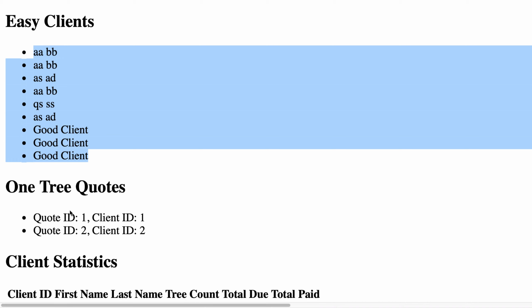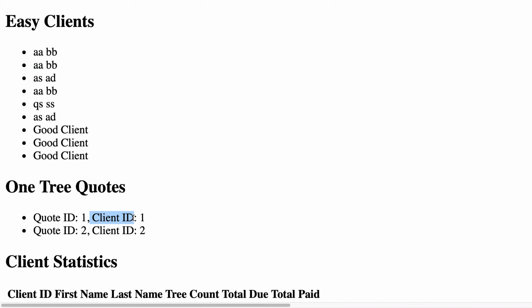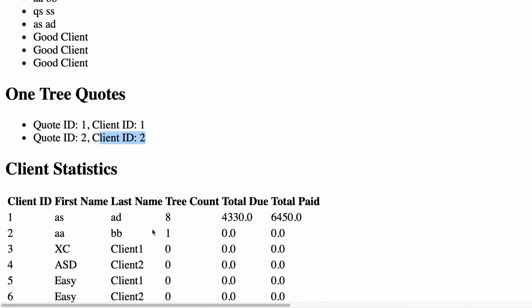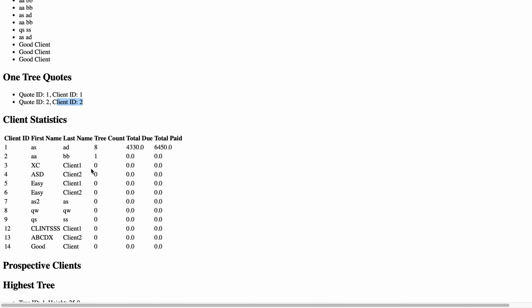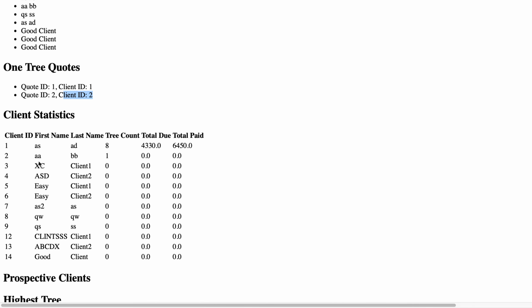Here's your one tree quotes. It'll show your quote ID as well as the client ID. Here's another quote ID as well as the client ID. Client statistics, these are all the client statistics. It'll show all the good clients.